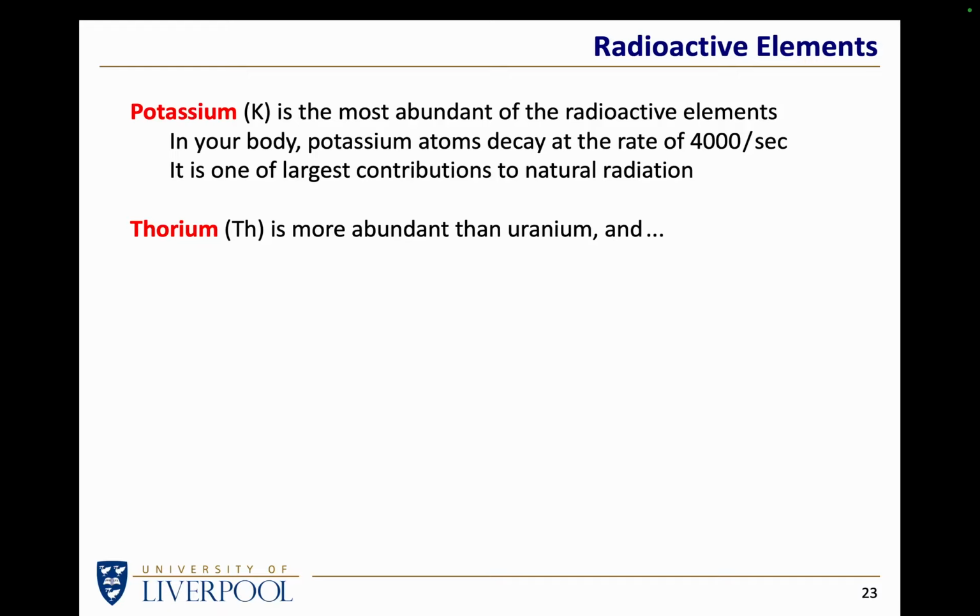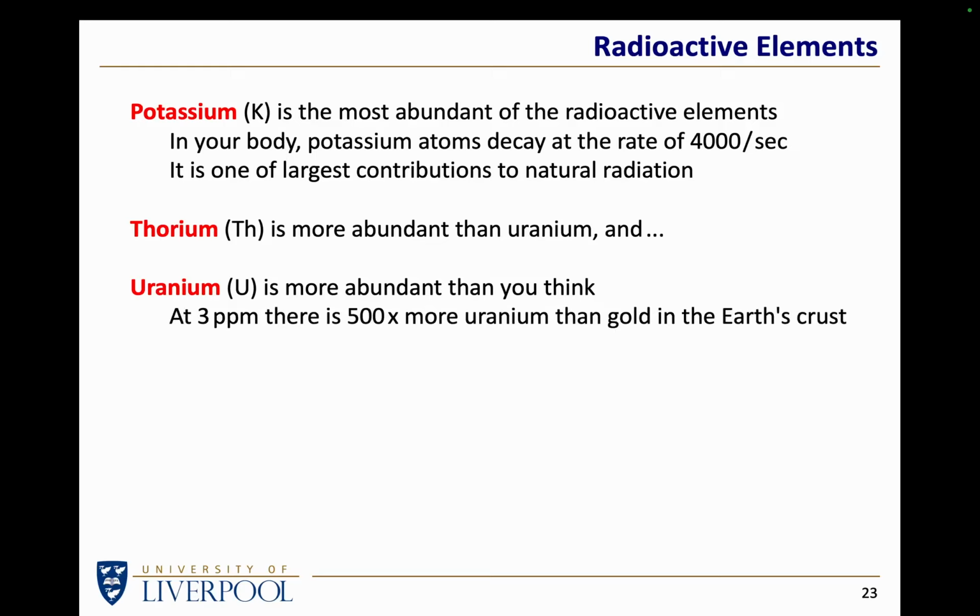Thorium is actually more abundant than uranium, even though you might not have heard of thorium, but you have heard of uranium. Not only is thorium more abundant, but uranium is more abundant than you think as well. It may be surprising to realize that uranium is actually 500 times more abundant than gold, for instance. It's just easier to pull gold out of the ground than it is to dig uranium out of the ground and purify it. So it's only a few parts per million, but that's a huge amount compared to various precious metals.